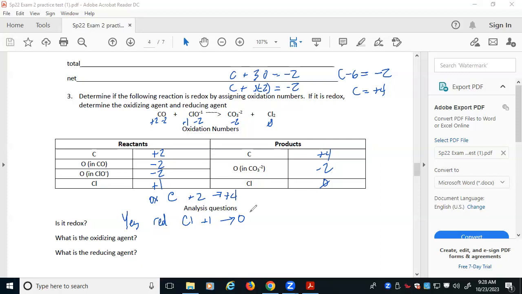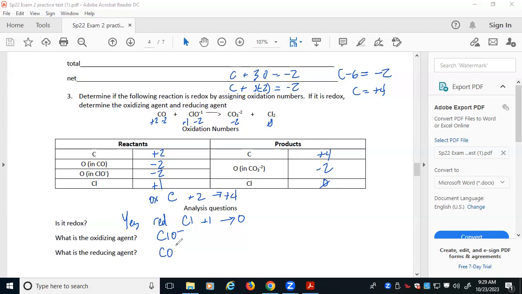Now, the question doesn't ask us that, but it's important to identify those because that's how we identify the oxidizing agent and the reducing agent. So I can see that the carbon was oxidized, which means that the other thing must have oxidized it. The other thing in this case is the hypochlorite ion, ClO negative. I can see that the chlorine was reduced. What reduced it? The other reactant. So that would have been carbon monoxide.